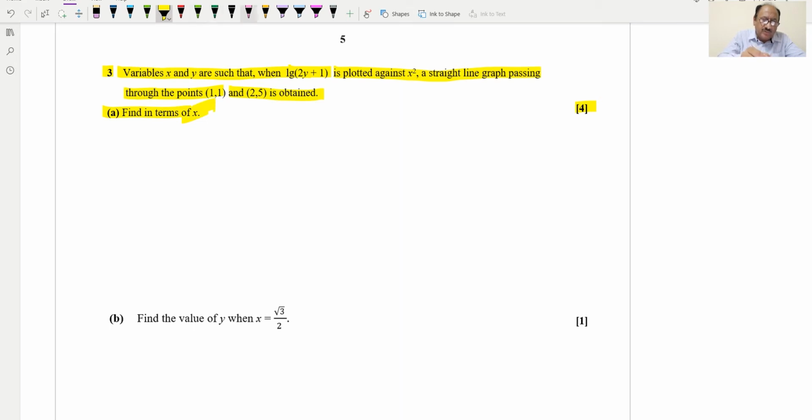So what we can do, we can use the given equation, which is log of 2y plus 1 is equal to mx square plus c. How have we written this? We know that y is equal to mx plus c if we plot x against y. So similarly, if we plot log of 2x plus y against x square, we can write this equation in a similar way.